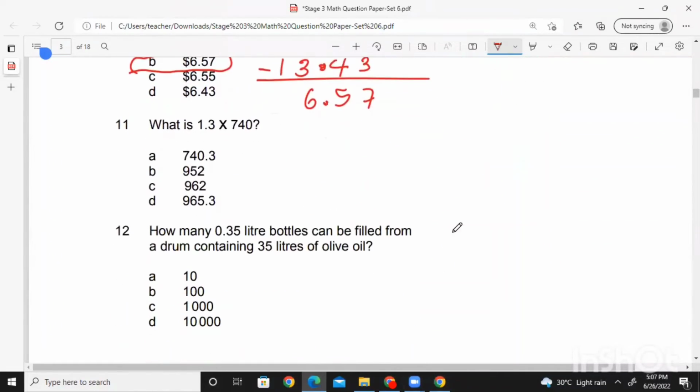All right. The next question though, what is 1.3 times 740?